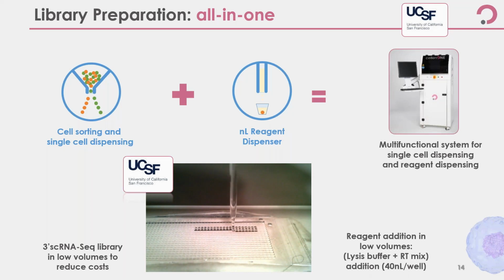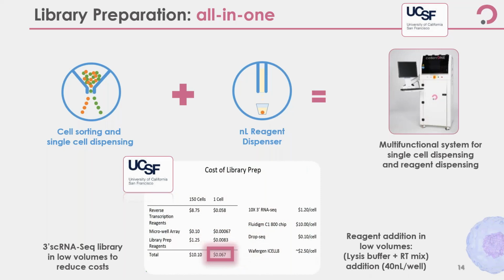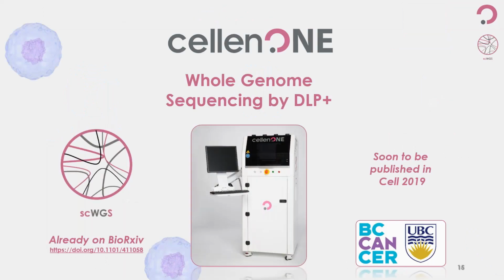And now they are doing the addition of the lysis buffer and the RT mix, 40 nanoliter in each well. By doing this, they are able to drastically reduce the cost of the preparation of your RNA-Seq libraries down to a cost of about 7 cents of a dollar per each single cell analyzed. And if you look at the price that other technology typically costs, you can clearly see the benefit of using our technology not only for isolation, but also for library preparation. I will now move on to a second example.